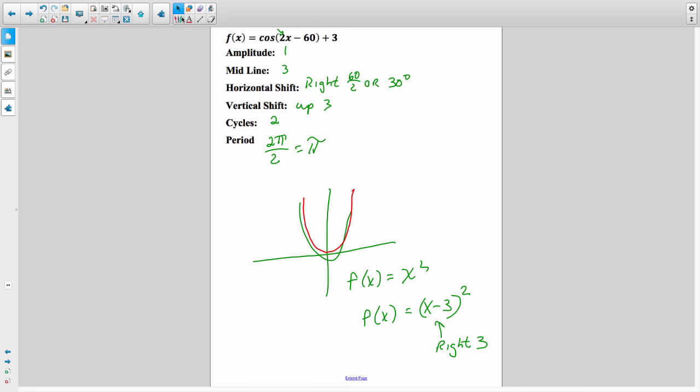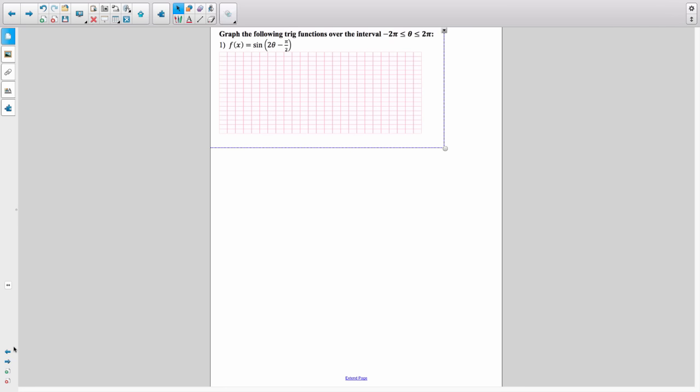Let's see if I can grab it. You're mine. Anyway, we would move it to the right 3. So this isn't the first time you've seen this. I hope you're not stressing too badly about that. It's just a trig function. It has the same rules. That's all.